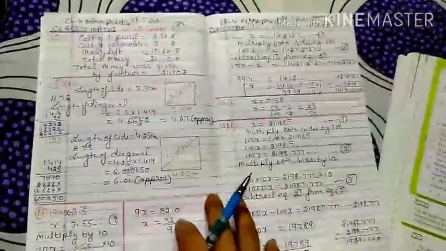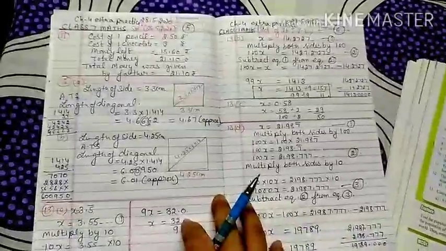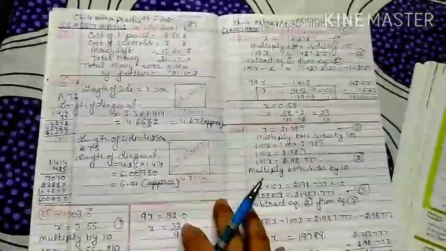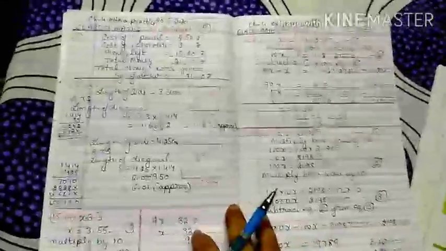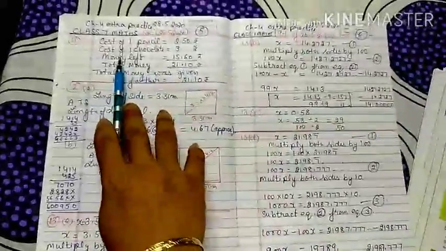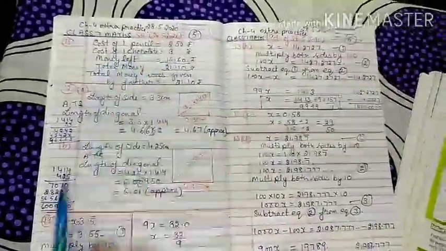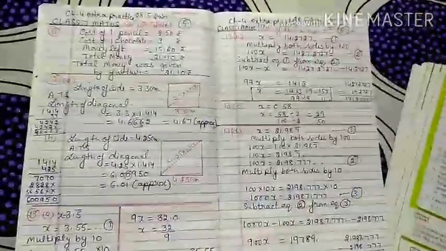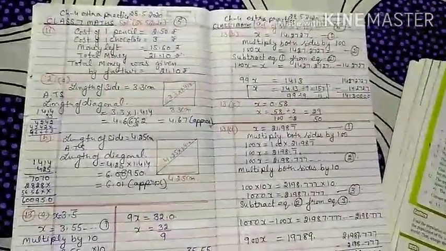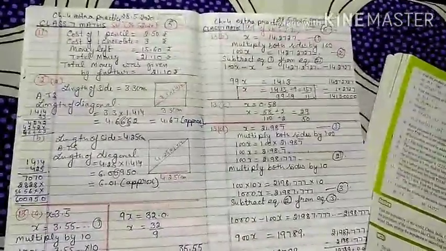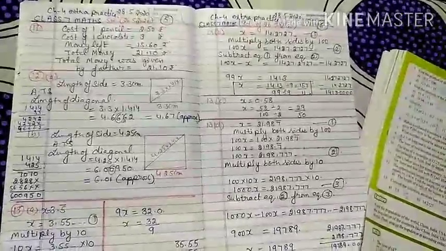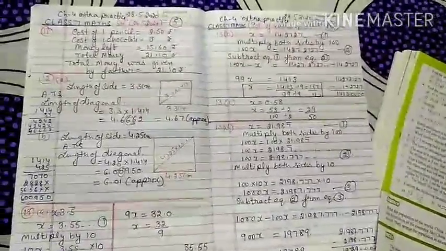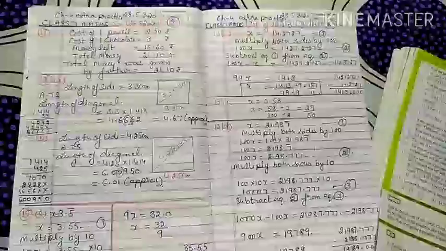Now your 11th question. Tina's father gave her some money. She bought a pencil costing 2.50. She bought one chocolate, costing 3 rupees. She was left with 15.60.